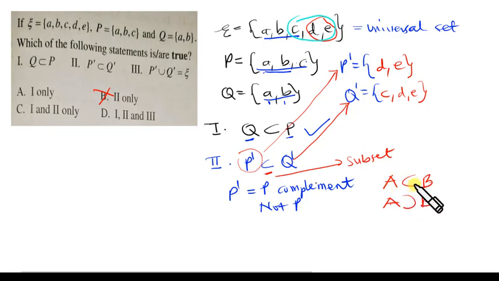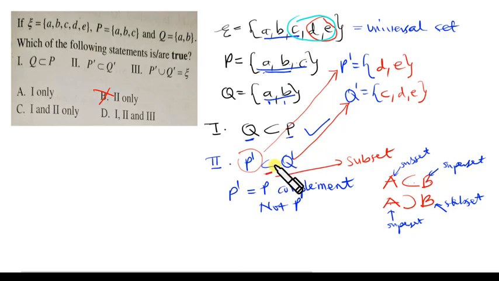In this case, because the sign is facing B, B is the bigger set, that is the superset, and A is the subset, that is the small set. Now in this instance, because the sign is facing A, A becomes the bigger set, that is the superset, and B is the subset. So with this one, we read it as B is a subset of A.